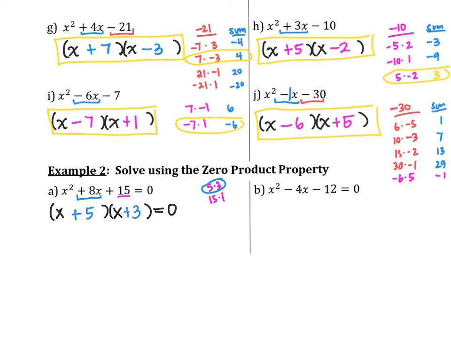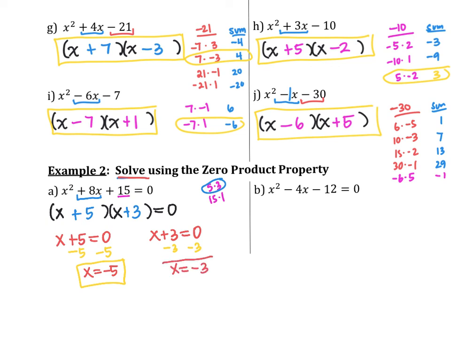I factored it, but it tells me to solve. So I'm going to solve using the zero product property, which remember says that if it's factored, either the first factor equals 0 or the second factor equals 0. And then I can solve this equation. Minus 3, x equals minus 3. Okay, so my solutions are negative 5 and negative 3.